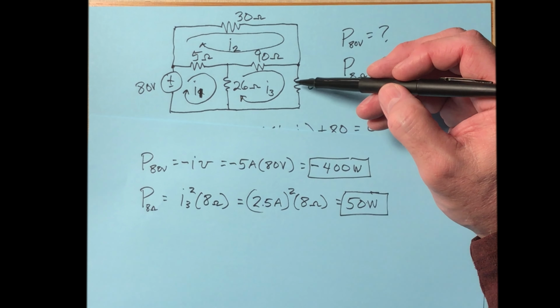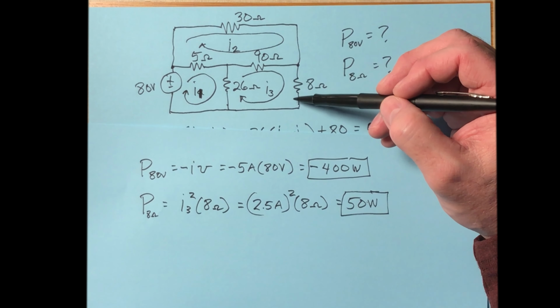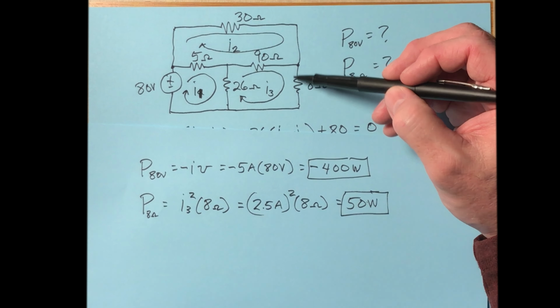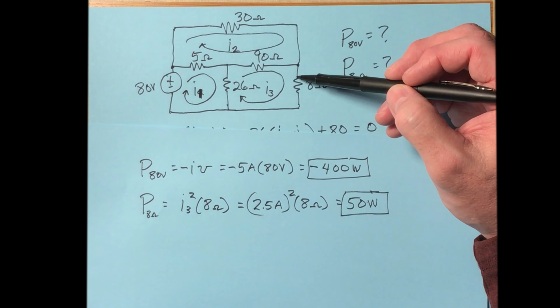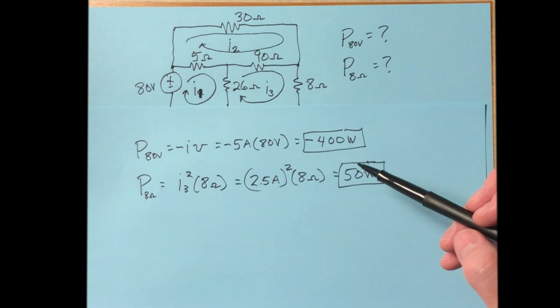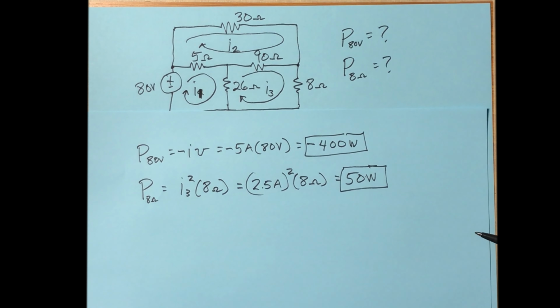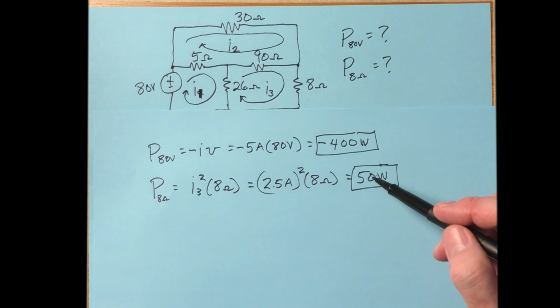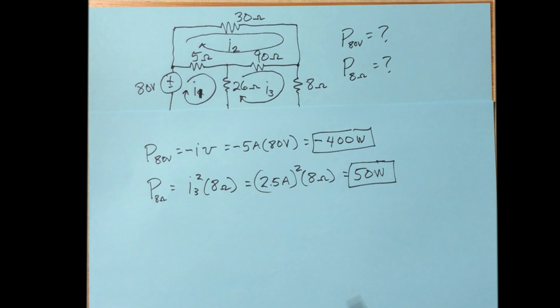You cannot decide just looking at this whether or not you need to write P equals IV or P equals minus IV. You need to determine what the polarity of the voltage is across this, and there's some work involved in doing that. But if you use I squared R, you don't have to worry about it. You're going to end up with a positive answer no matter what I is.